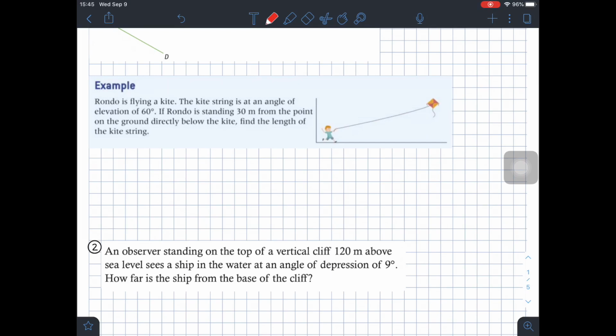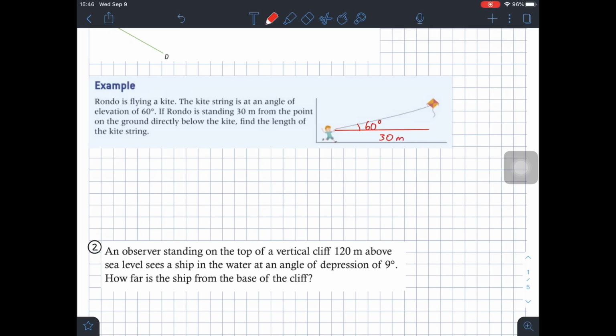The first thing we have is that there's an angle of elevation of 60 degrees. That means that if we trace a horizontal line right here, maybe like this, then this angle over here, the one above the horizontal, is the angle of elevation, right? Which is 60 degrees. And we know that Rondo is standing 30 meters apart from the point on the ground directly below the kite. That means that this length over here is the one that is worth 30 meters, right? That's the distance we're given in this problem. So 30 meters right here.